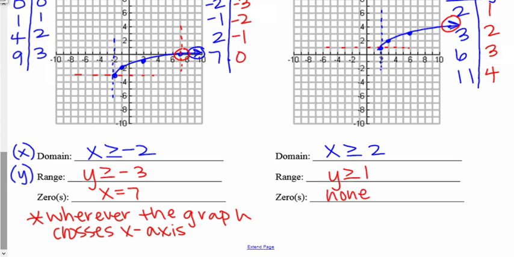And there will be times where that happens, as long as your graph doesn't cross in the graph that you drew. So I don't see any crossings in front of me. It's never going to come back down and cross at a later time. So just put none for that. It never crosses the x-axis.